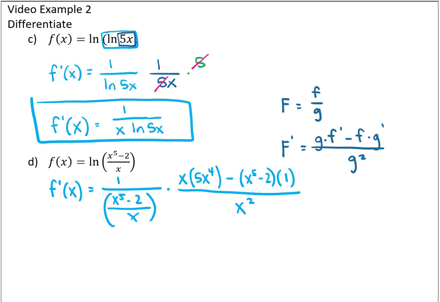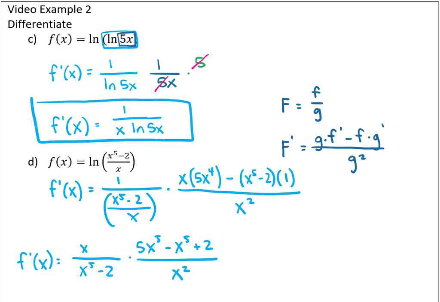Now let's rewrite this. That's going to give me f prime of x. 1 over a fraction just gives me the reciprocal of that fraction. And then you want to multiply this part out. That would give me 5x to the 5th minus x to the 5th plus 2 all over x squared. Now before I multiply this out, I should see that there's an x here and an x squared there. I don't think there's anything else I can simplify at the moment, so I'm just going to rewrite this.